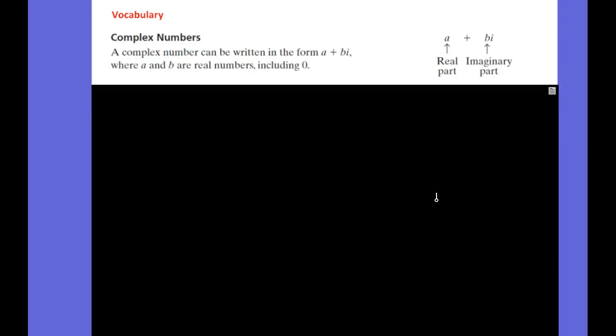Okay? So, like I said, we had what we used to call the real number system. Now we have this new number system called the complex. The complex numbers are made up of the real numbers and the imaginary numbers. So it takes on the form A plus BI, where A is the old real number and BI is the new imaginary.